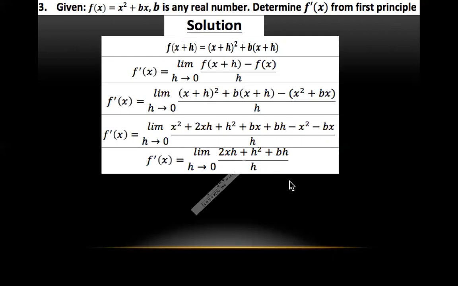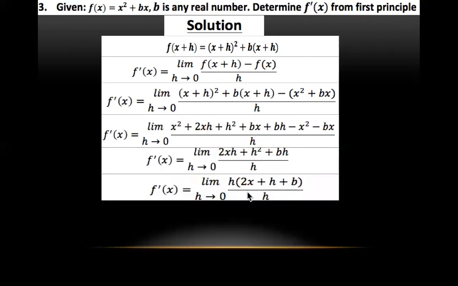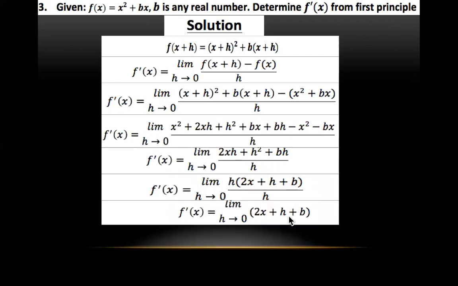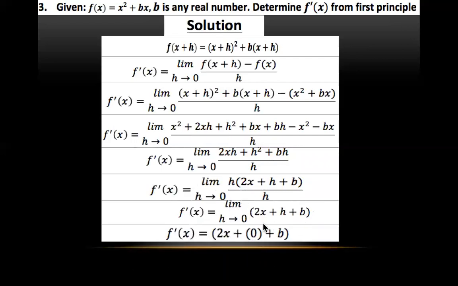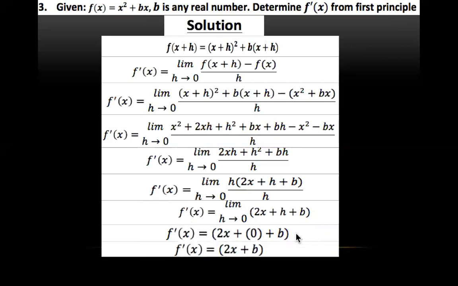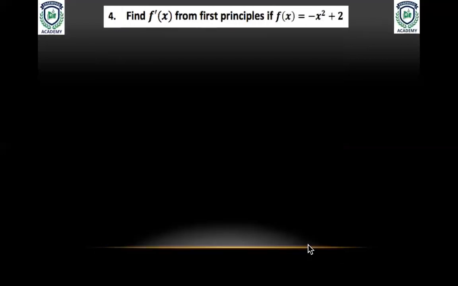As we reach this stage, what comes in your mind? Common factor. Now, the common factor is usually the h in the first principles here. So we divide h by h. What is left is 2x plus h plus b. Now, at this stage, the denominator of this function is 1. Therefore, we can substitute 0. And then where there is h, you put 0. Therefore, we have 2x plus b. Excellent. So that is a solution for that question.